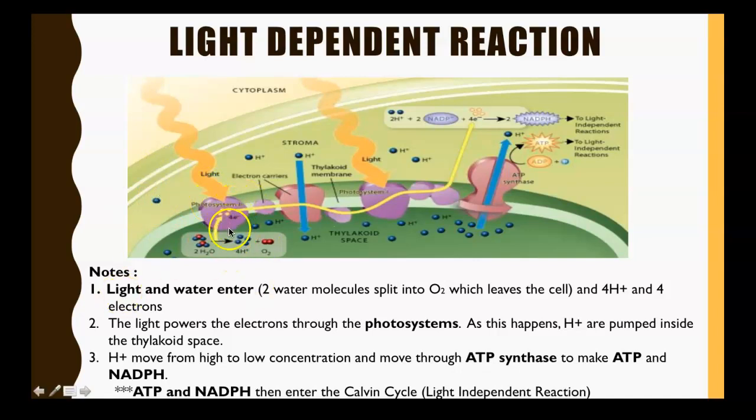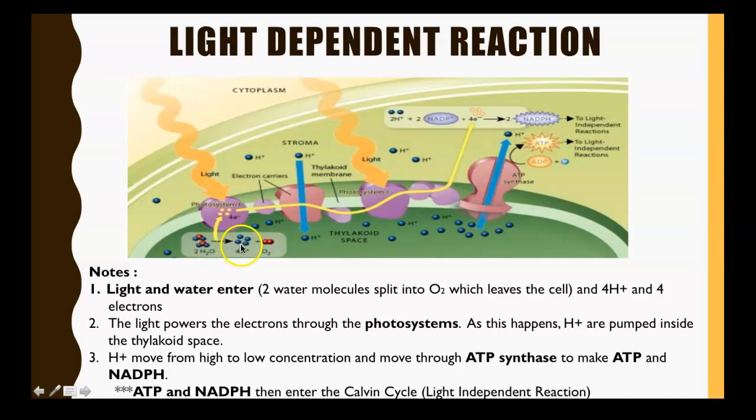And these 4 electrons from the splitting of this water molecule are going to be replaced, and they're going to go right to photosystem 2 so that they can get excited again and travel down the thylakoid membrane. So that is the importance of the water molecule in the light-dependent reaction. They're going to be split.